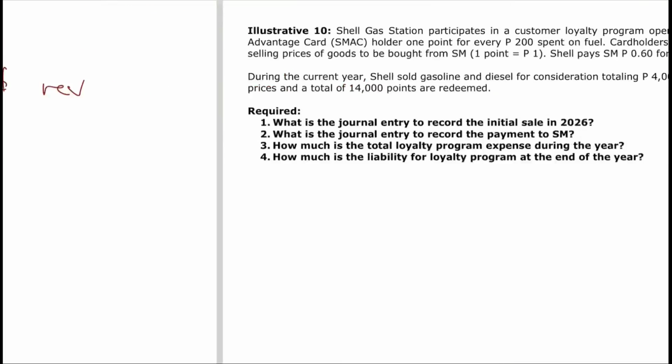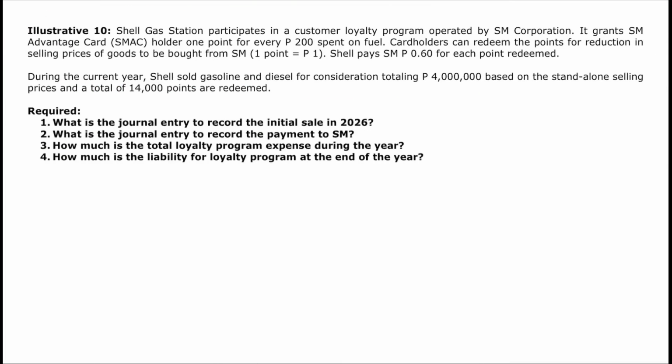So, para mas magets mo yan, punta ngayon tayo sa last problem natin. So here, Shell Gas Station participates in a customer loyalty program operated by SM Corporation. It grants SM Advantage cardholder 1 point for every 200 spent on fuel. Cardholders can redeem the points for reduction in selling prices of goods to be bought from SM, and the equivalent peso per point is 1 peso. Shell pays SM 0.6 for each point redeemed. Then during the current year, Shell sold gasoline and diesel for consideration totaling 4 million pesos based on the standalone selling prices, and a total of 141,000 points are redeemed. Okay?